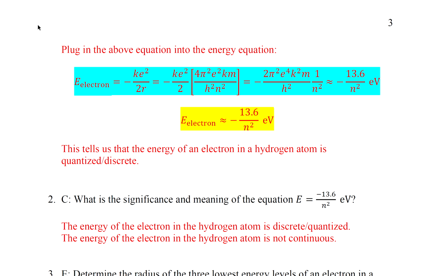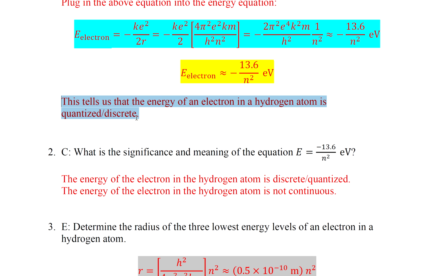If n is 1, we're at the ground state. If n is 2, we're at the first excited state. If n is 3, we're at the second excited state. You get the point. So this equation tells us that the energy of an electron in a hydrogen atom is quantized, discrete.